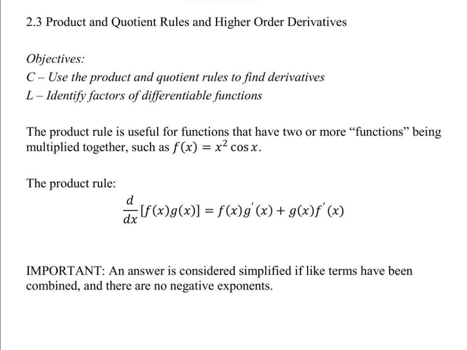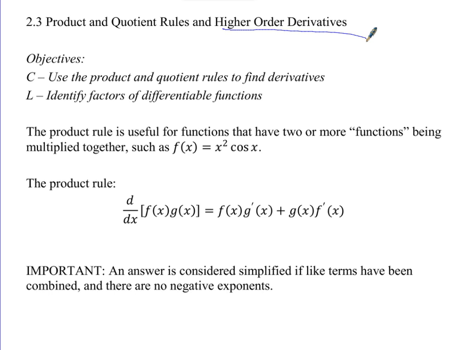So in this section we're learning about the product and quotient rules. The product rule is when you have more than one function, we're going to call them functions, being multiplied together, and the quotient rule is when you have rational functions and you're trying to take the derivative. Higher order derivatives we'll get to at the end. Basically that's like taking the derivative of a derivative. It's pretty fun.